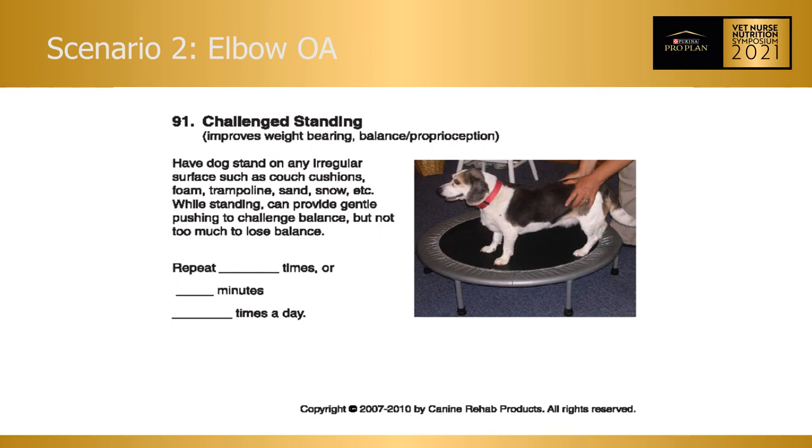For example, if the dog's on a trampette, we can use our fingers again to make that surface more unstable, or if we're using an airbed that's been blown up, as with the wobble cushion, we can take air out of that airbed to make that surface more unstable, or we can ask them to walk over it, which can be quite challenging.